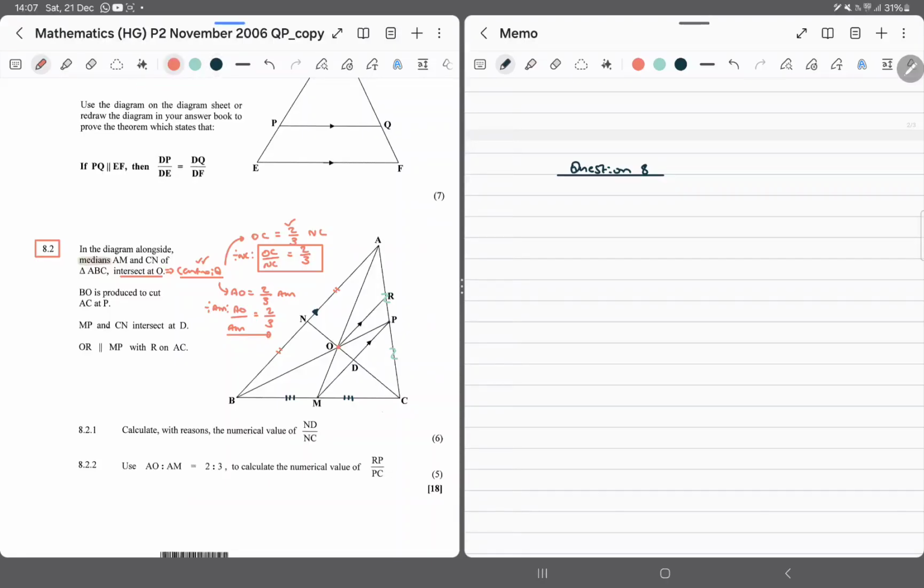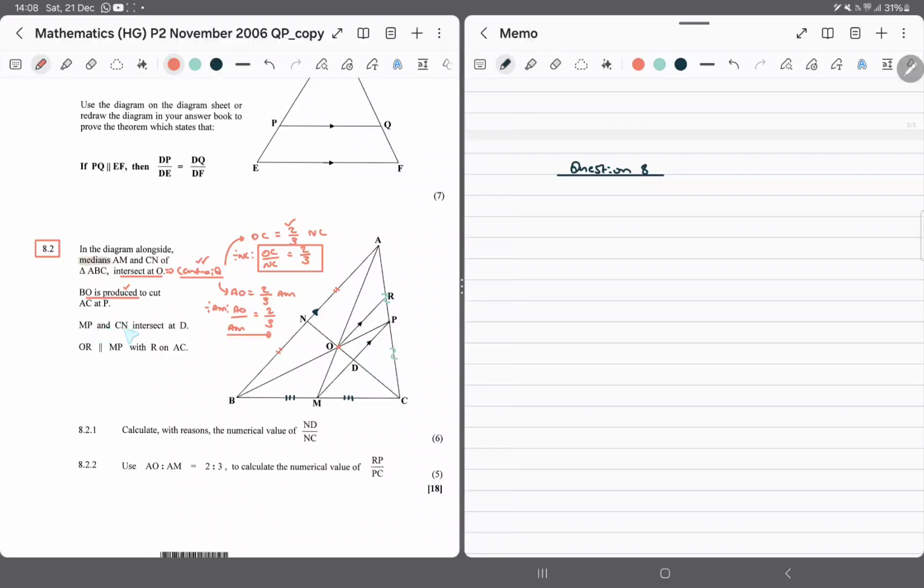Anyway, let's read on. We're told BO is produced. Do you see that? BO produced. What does it suggest? Straight line. Produced to cut AC at P. Can you see? This is indeed a straight line. And if it passes through the centroid, it is the median. It will cut AC into 2 equal parts. And so we know indeed this property we just explored is there.